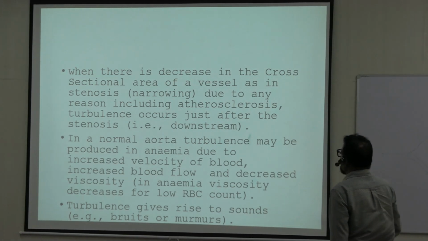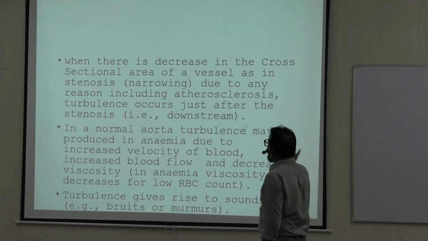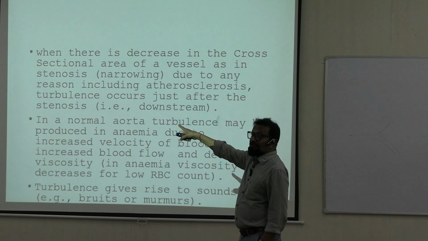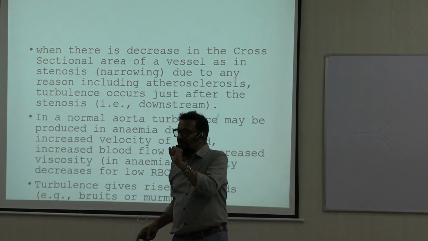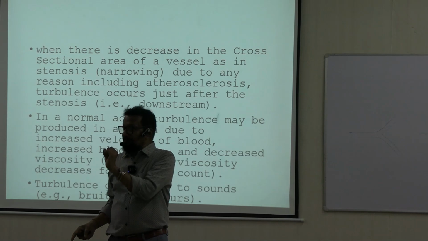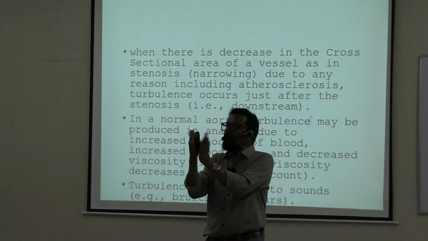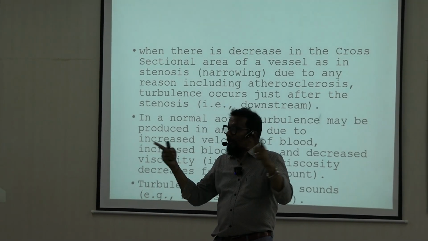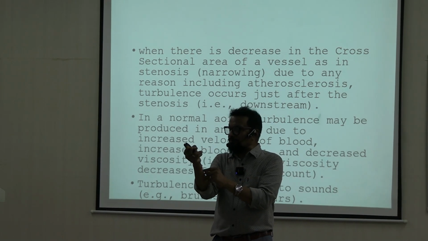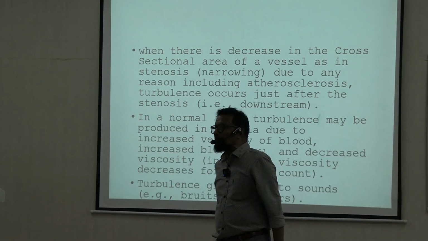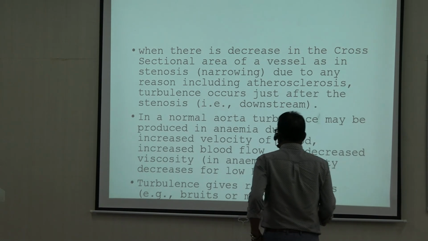When there is a decrease in the cross-sectional area of a vessel, as in stenosis or calcification in valves, there will be narrowing of the opening. Narrowing means increased velocity, so a murmur will be produced. So you can hear the murmur.